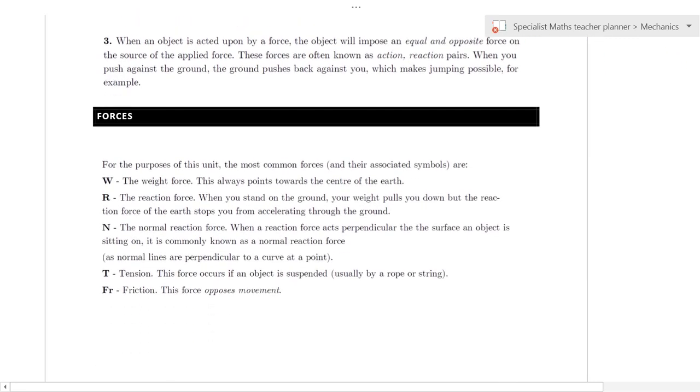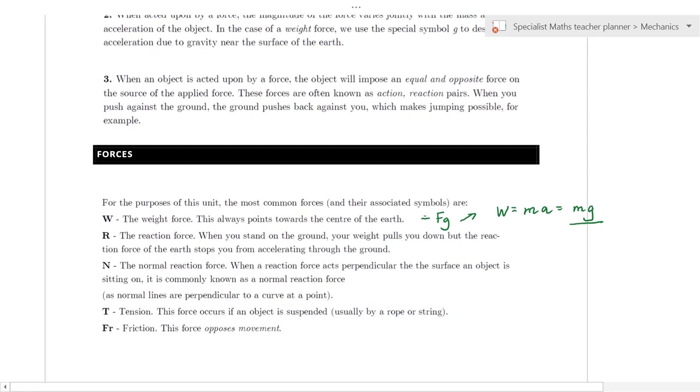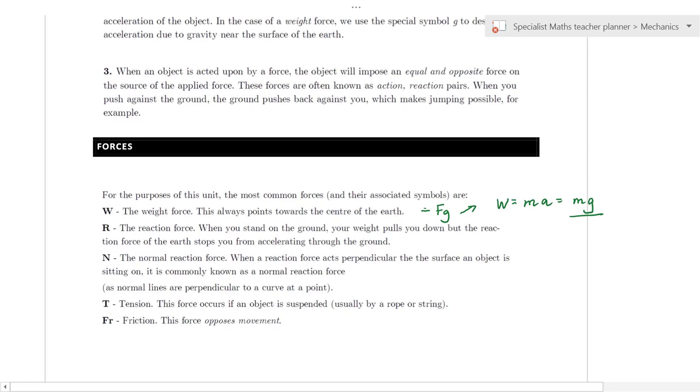Now, you get some pretty standard things when drawing diagrams. You need to be drawing diagrams properly. Weight force, well, yes, in physics it might be called force of gravity, but I don't want to see force of gravity in specialist maths. A weight force is equal to ma, where the acceleration of gravity is g, so mg. We're going to go into that later as well.